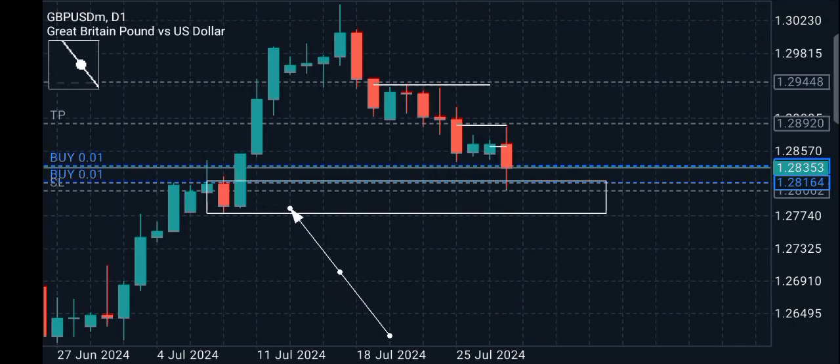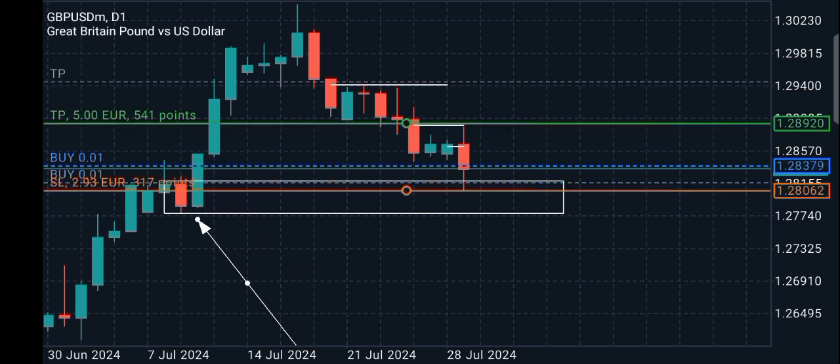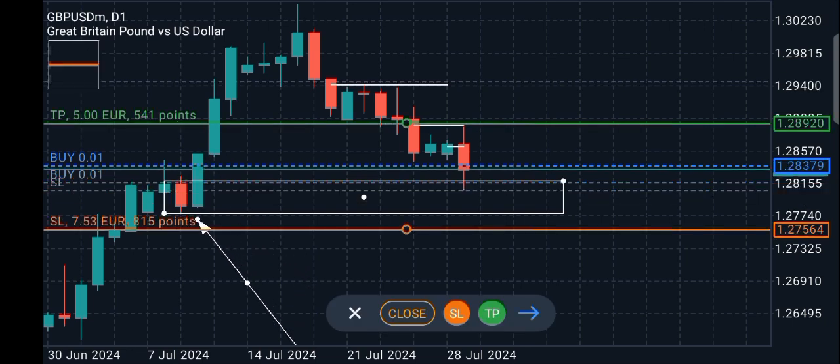An FVG is a gap within a three candle movement. This is the first candle, the second candle, and the third candle. This is the gap in between them where you see you have this closure. This is where this candle opened, and this is where this one closed, and this is the gap. That's the FVG.